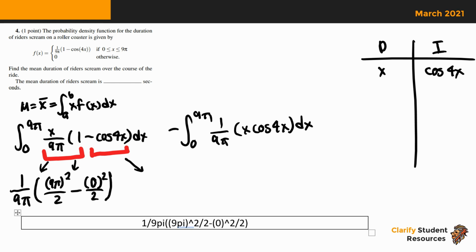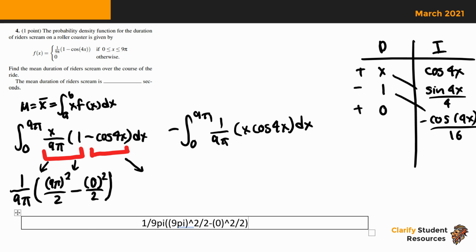Now for the differentiation side, we get x, then 1, then 0, and then the integration becomes sine 4x over 4, and cosine negative 4x over 16. Now, if you guys are familiar with the DI method, you know this is going to be plus, minus, plus, and we're going to pair diagonally.